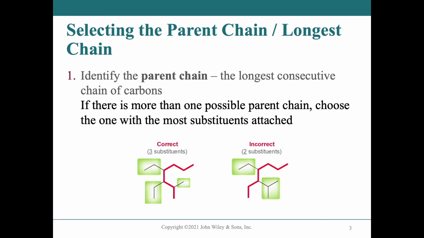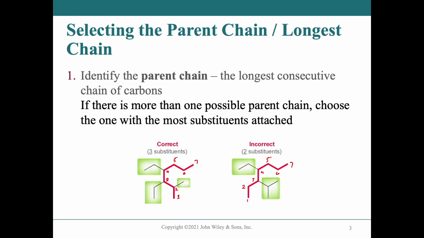After we do that, we need to decide what if there are two parent carbon chains that have the same number of carbons and they're both the highest. For example, here we have a carbon chain that's 1, 2, 3, 4, 5, 6, 7 carbons long. And then we have one here that's 1, 2, 3, 4, 5, 6, 7, also 7 carbons long. So how do we know which carbon chain to choose as the parent chain?